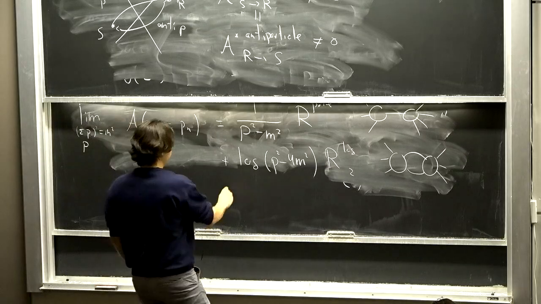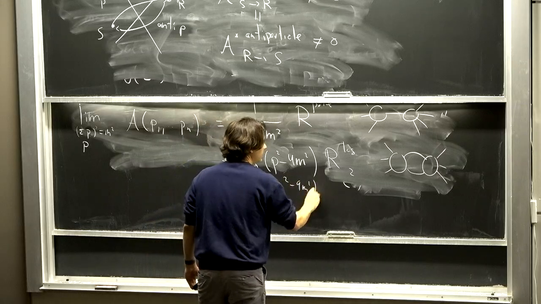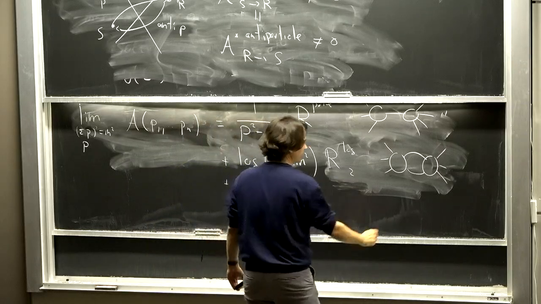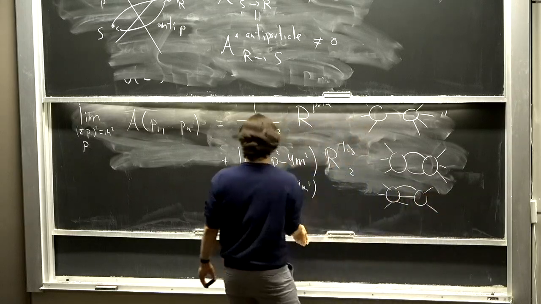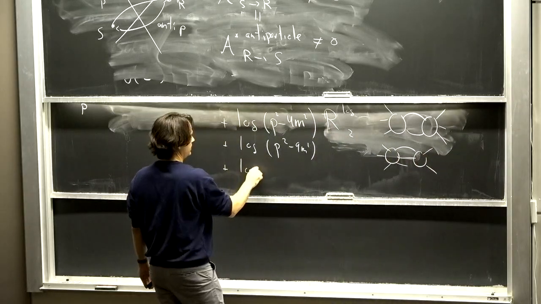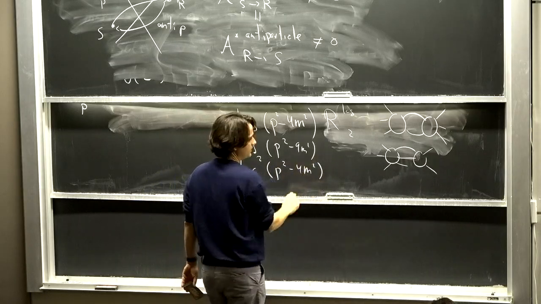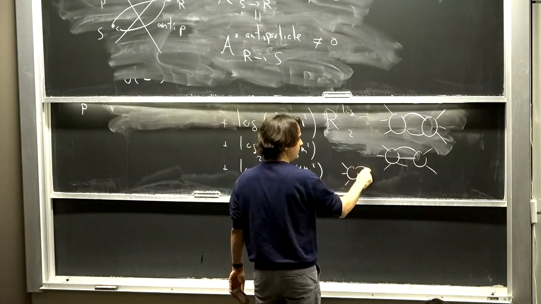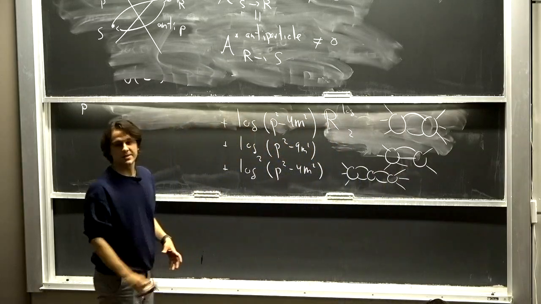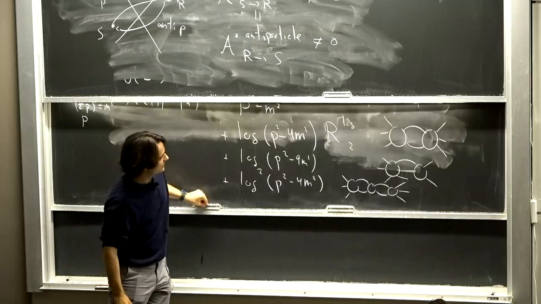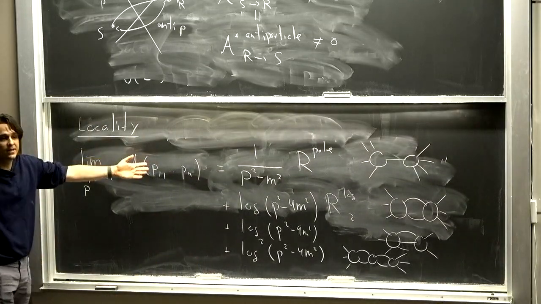Okay, so for instance, you can have log p squared minus 9. So this will correspond to now a process where I have 3 particles, or you can have a log squared. So this is something where I have 2 particles that rescatter, and then they rescatter again, et cetera, et cetera. Okay, so locality tells us that there have to be a bunch of singularities in these amplitudes.